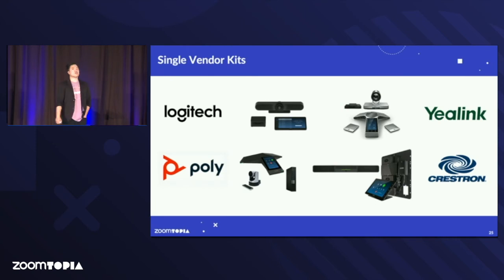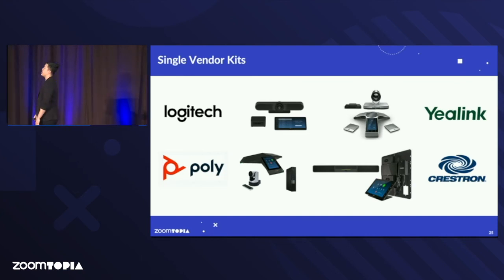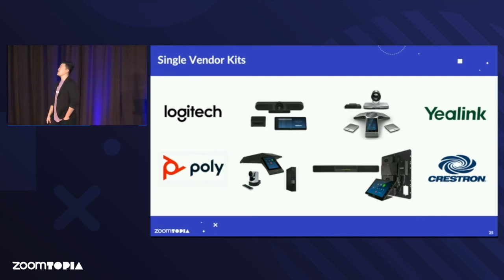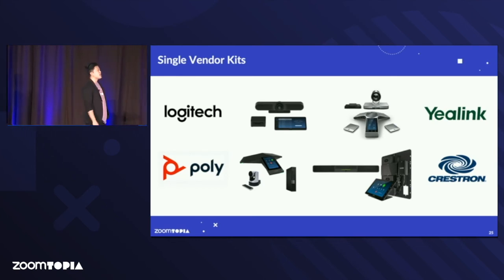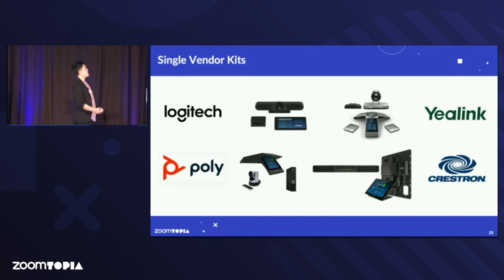So let's talk about single vendor kits. As you saw in our presentation, you might say, that sounds really good, but I want to make this simple. I want to just go to one vendor and order everything from one vendor. This is where single vendor kits come in. Logitech has a single vendor kit, Poly, Yealink, and Crestron have one too. You will go to these vendors, and they will sell you the PC, the controller, the microphone, speaker, and the camera as a single vendor, so you don't have to piecemeal if you're not all about the piecemeal.